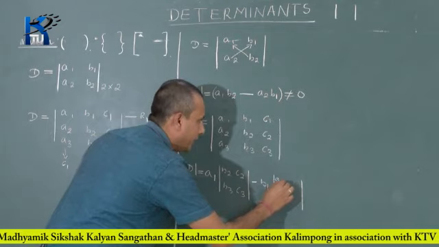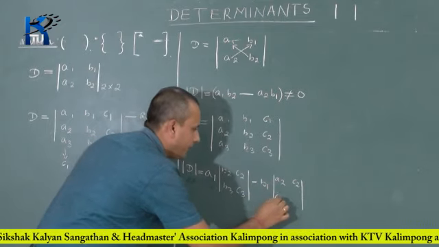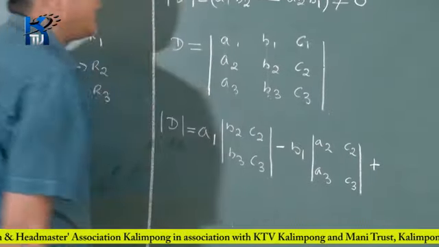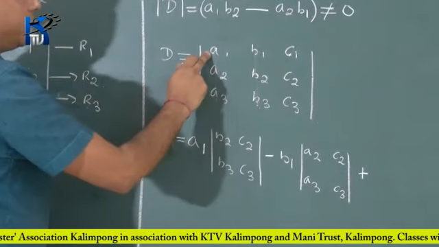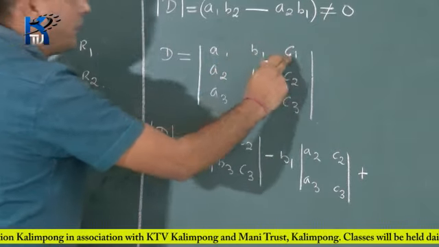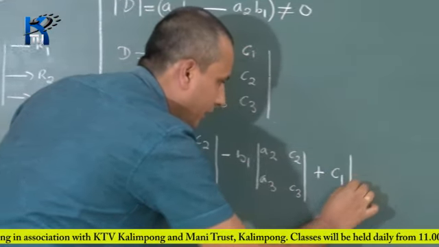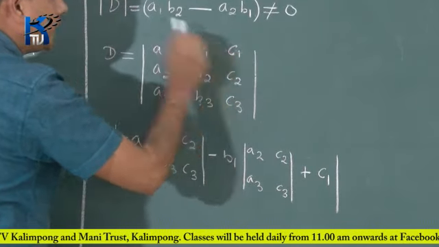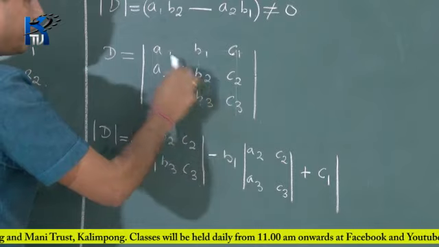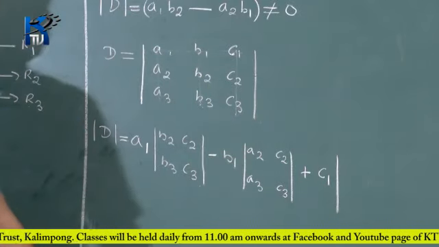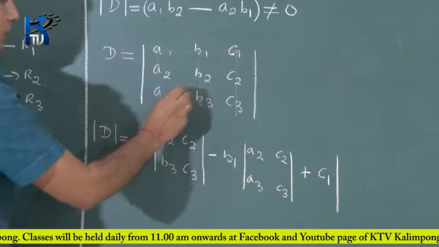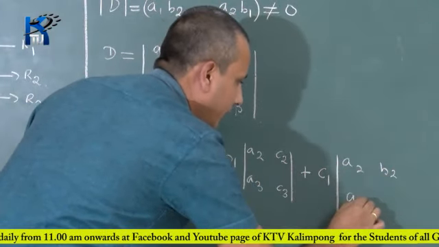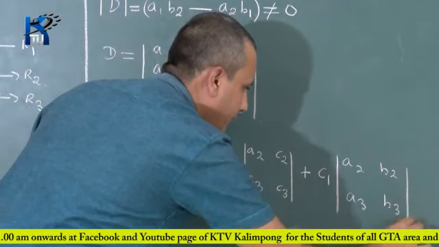Then I will write A2, C2, A3, C3. Plus the next element is C1. This is plus, this is minus, so the next one will be plus C1. If you consider C1, then the horizontal line of C1 you have to cancel and the vertical line of C1 you have to cancel. These quantities get cancelled. Then what remains inside the determinant? A2, B2, A3, B3.